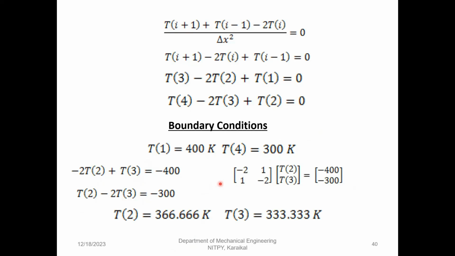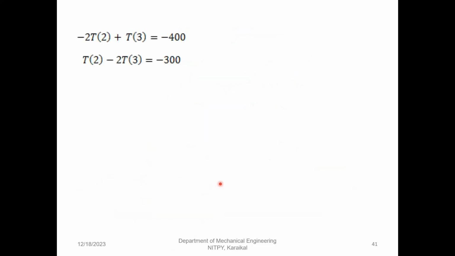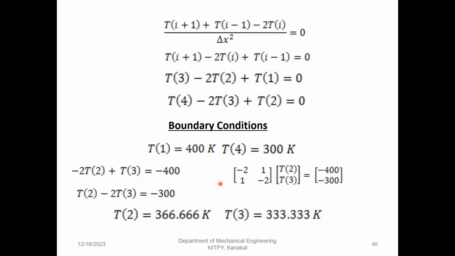But again, life is not that simple. Computers can obtain a matrix inverse in a single go, as in the previous stage. Now this is a 2 cross 2 matrix. If I'm going to put 10 points, then it becomes a 10 cross 10 matrix.